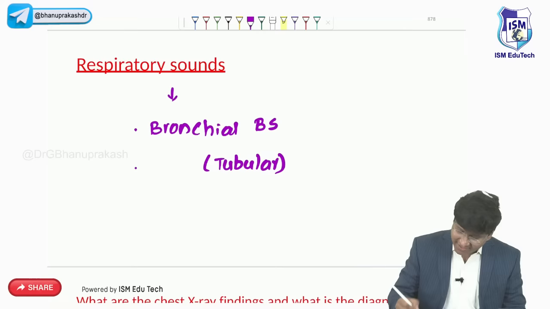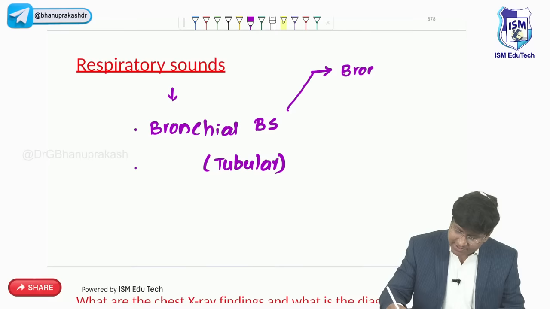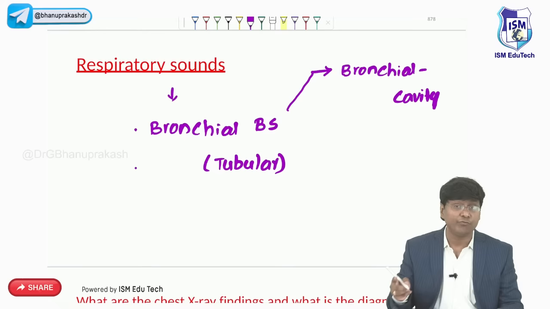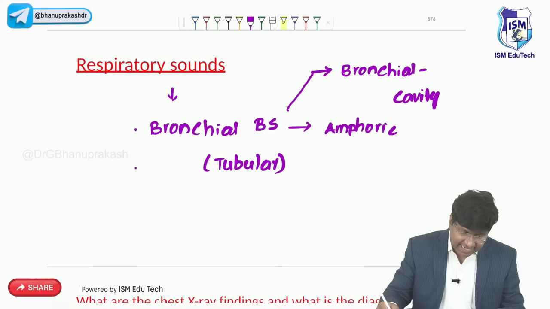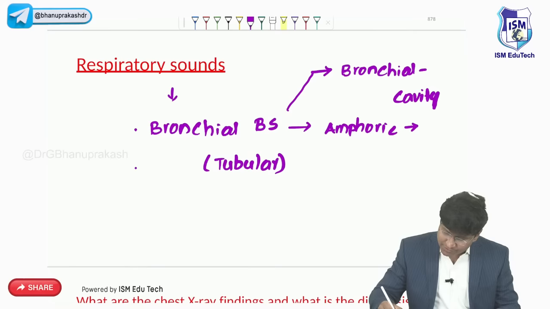And we have another form of bronchial breath sounds that is called cavernous breath sound. Cavernous breath sounds, you will have that over a cavity. And we have one more form of bronchial breath sounds that is called amphoric breath sound. Amphoric breath sounds, you will have that in case of tension pneumothorax. Whereas in pneumonia, what type of breath sounds will you have? Tubular type of bronchial breath sounds.